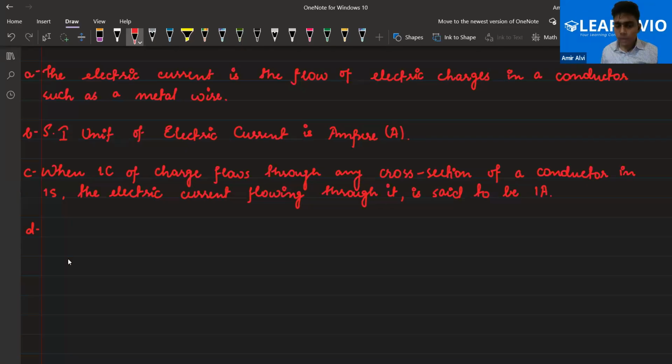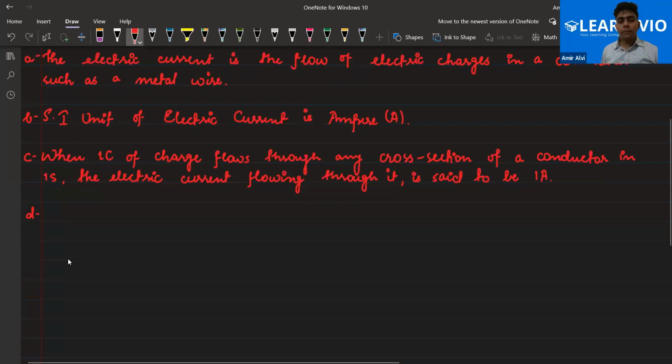Yes, sure. Now let's talk about some other properties. We have already discussed that potential difference is measured by an instrument called voltmeter. Similarly, there is one more instrument called ammeter that is used to measure the electric current in a circuit.